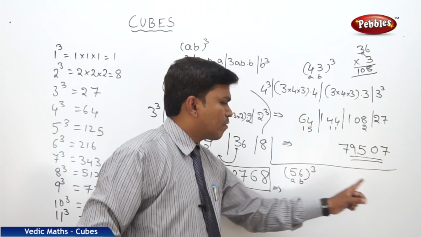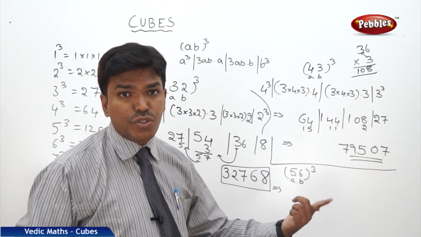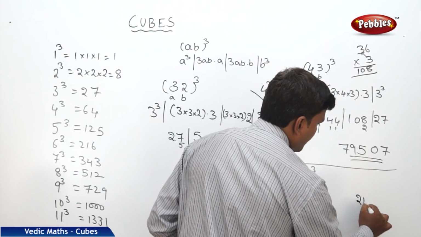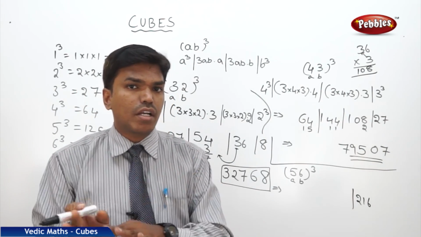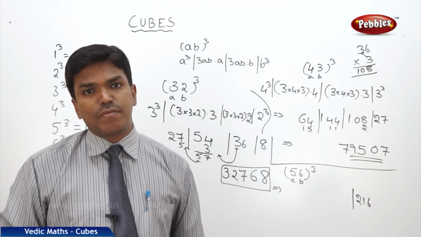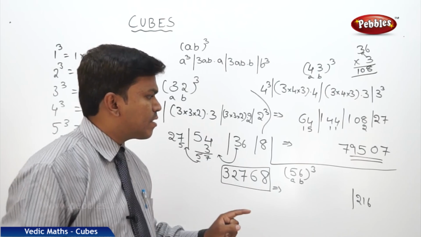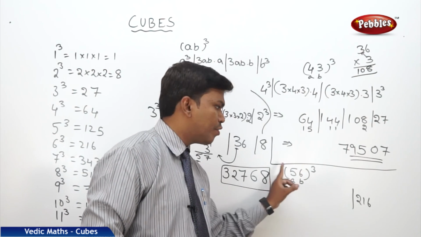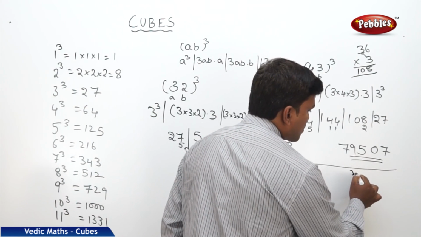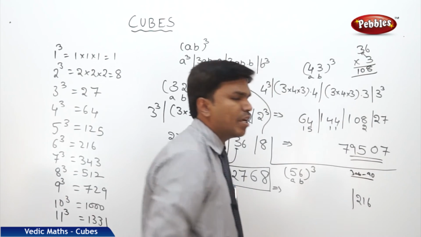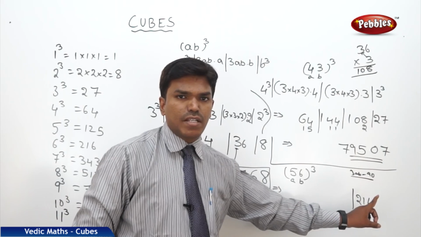Now, starting from the right side, what is the first step of the answer? B cube, that is 6 cube. 6 cube is 216. Put a bar. Next, 3ab into B, 3ab into A, the continuous steps. So 3ab is coming 2 times. So what will you do? Calculate 3ab and keep it aside. Okay, so what is 3ab? 3 into A into B. 3 into 5 into 6. 3 5s are 15, 15 6s are 90. So my 3ab value is 90. I will write beside like this. 3ab is 90.